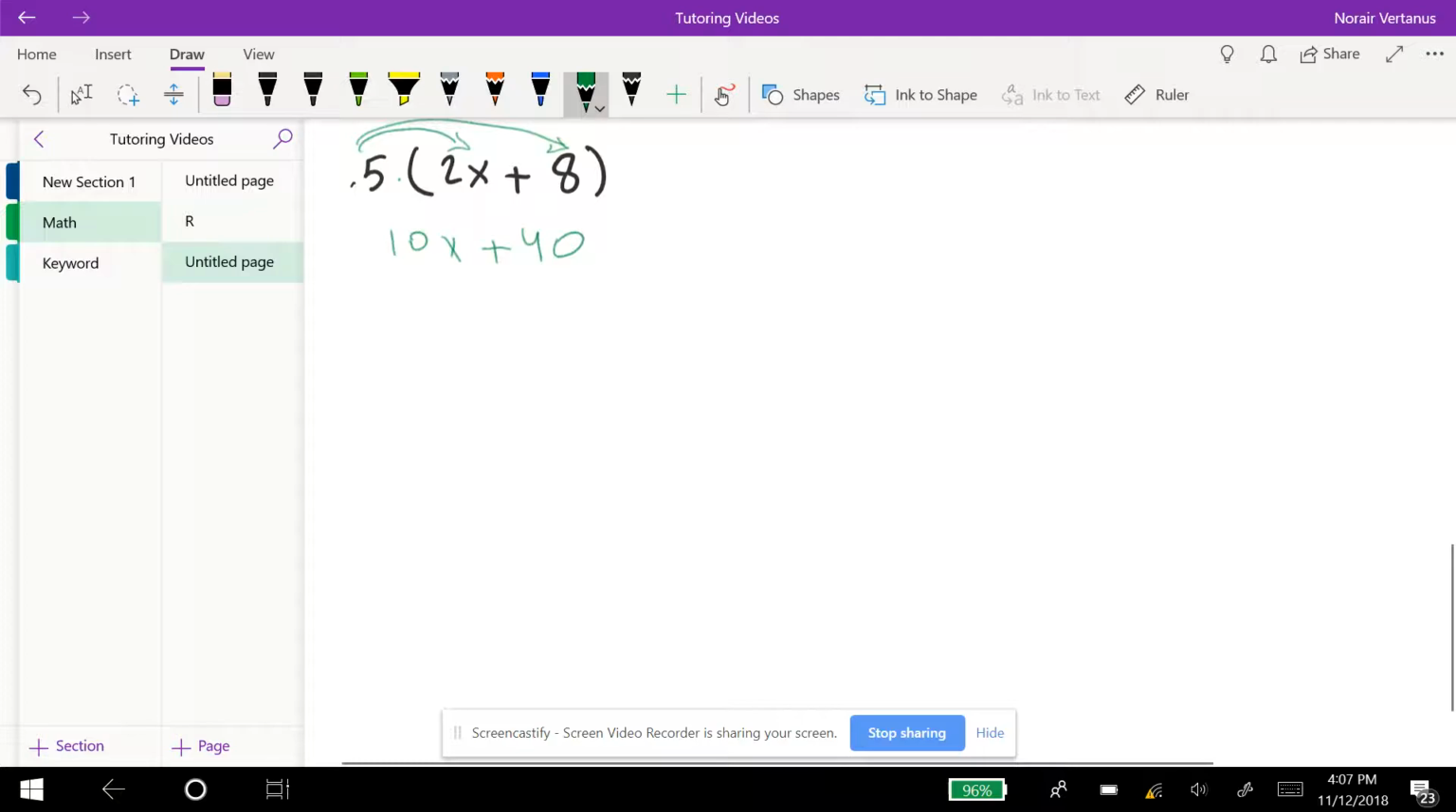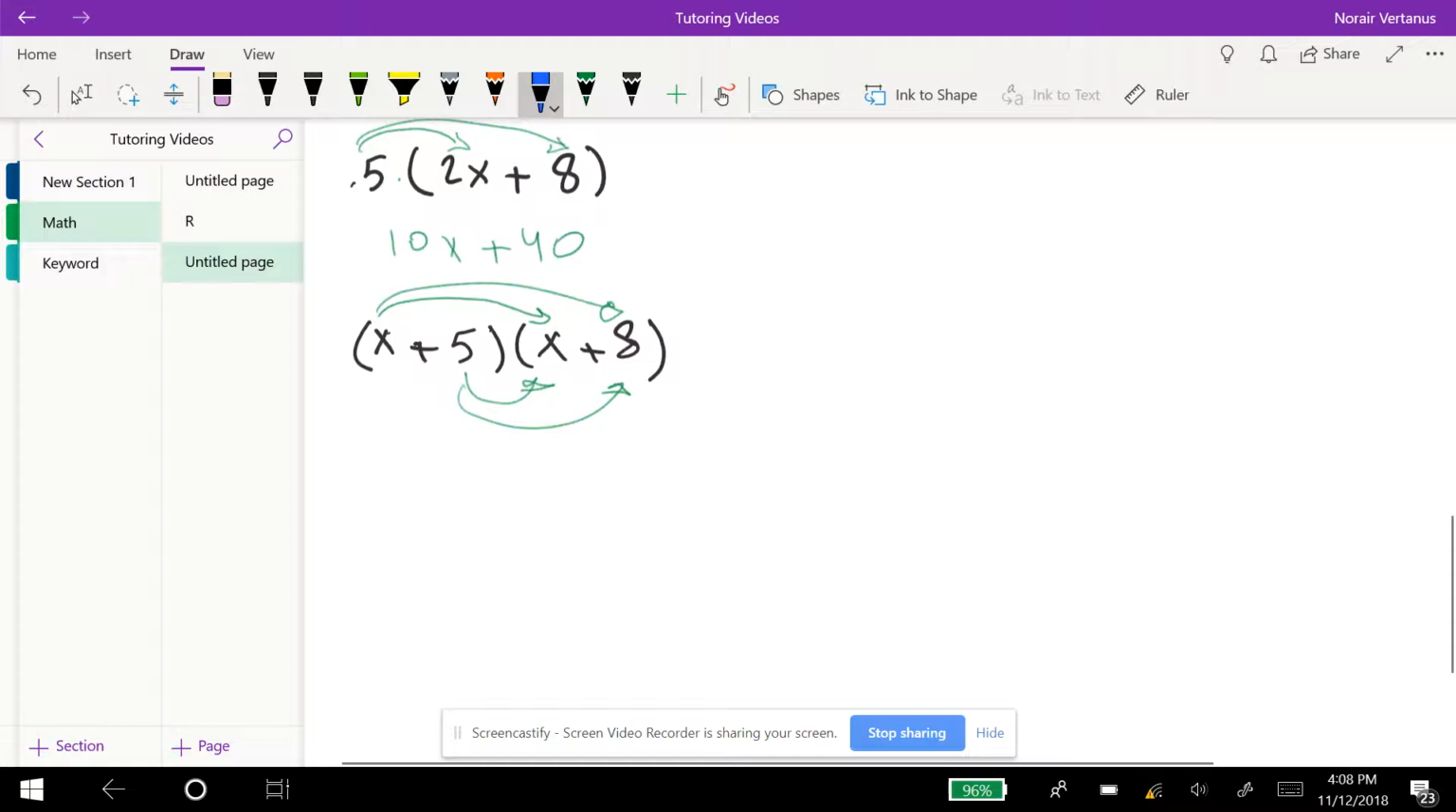So the next one is x plus 5 times x plus 8. So this one is a binomial. That's also a binomial. So each one of them is going to be multiplied by those two. Like this. And it's going to be x times x, x to the first power times x to the first power. Bases are the same. You add the powers, so it's going to be x squared. Now x times 8 is going to be 8x. Since there's a positive, it's going to be plus 8x.